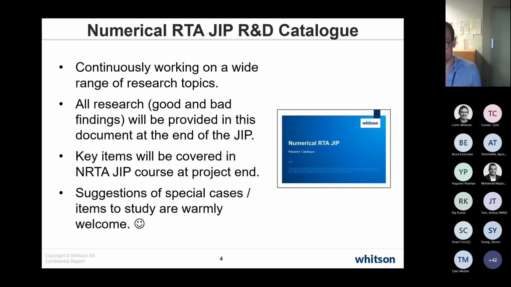If you have any suggestions or special cases that you'd like to study, that's of course warmly welcome. Feel free to reach out to us at any point if you want to understand something better, or different ways to model, or what impacts your GOR performance, etc. If there are things you want to investigate but you don't have the time to do it yourself, feel free to reach out and we'll try to find space for it in this research catalog.